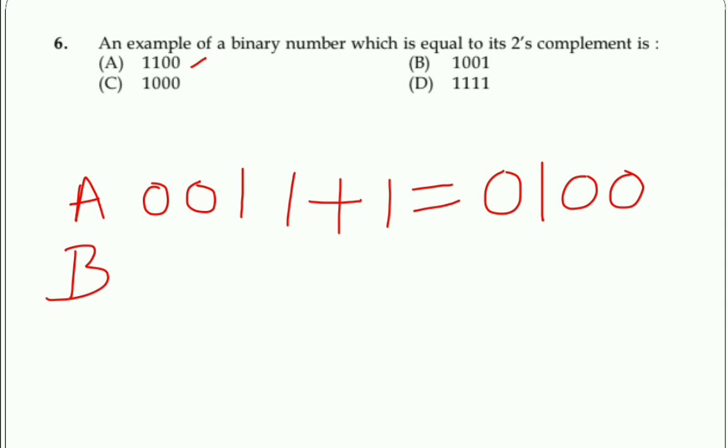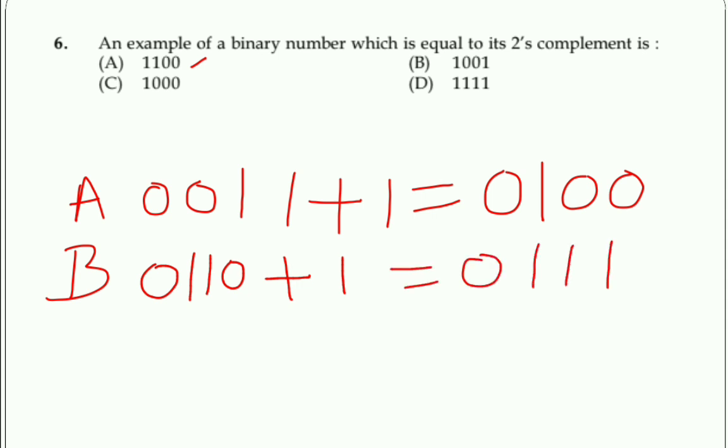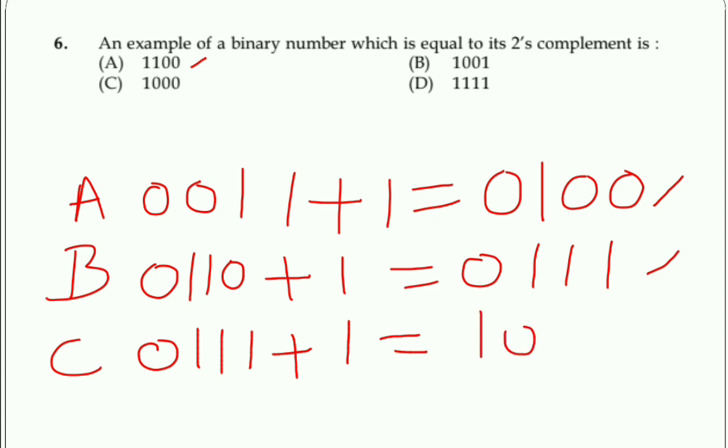Okay. 0, 1, 1, 0 plus 1 equals 0, 3, 1. So these values are the 2's complement of the given options. Next, option C, 1, 0, 0, 1, 0, 0. The invert of this number is 0, 1, 1, right? So it will give the value 0, 1, 1 plus 1, that equals 1, 0, 0.